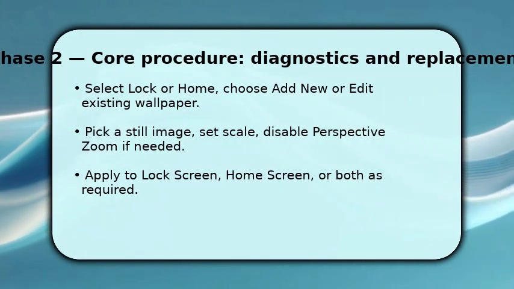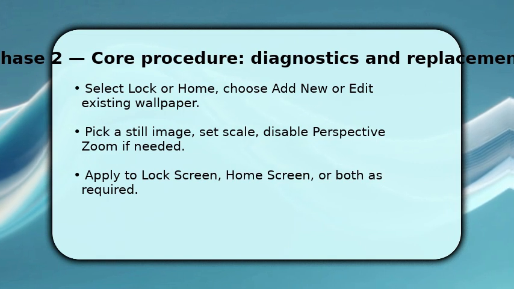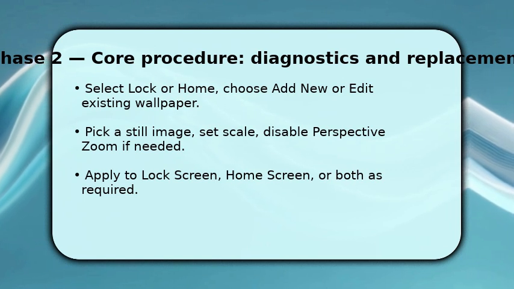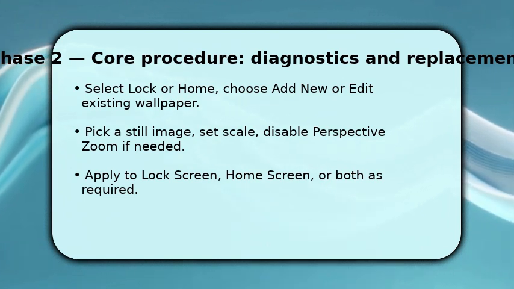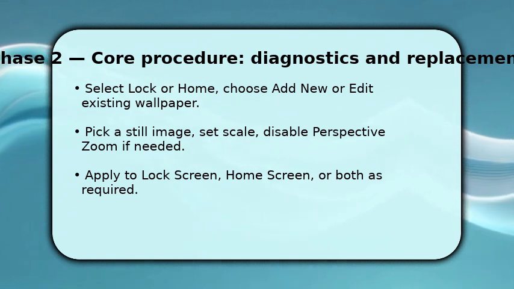Tap Add New or select the wallpaper preview and choose a still image from Photos. When the image appears, pinch to scale or move it so no unwanted elements show. Disable perspective zoom to avoid parallax. If you want a neutral background, pick a plain black or white photo or use Apple stills.